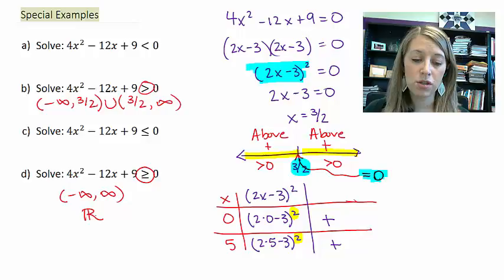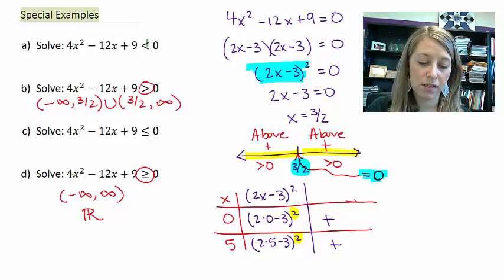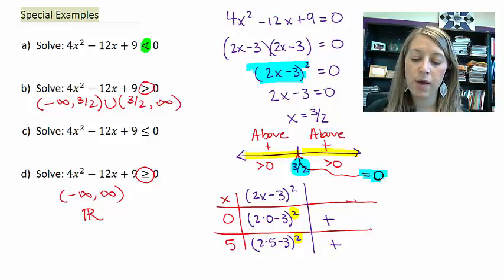Okay, now let's go to the less than parts of this. So where is my graph less than 0? Well, it's not less than to the left, it's not less than to the right, it's not less than in the middle, so that means we don't have any place where this graph is less than 0.